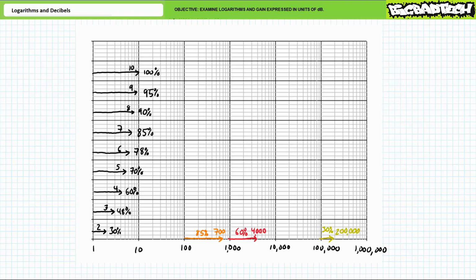Is all this practice worth it? Yes it is. Look at what we just did. We can plot an entire 1 megahertz range on a single graph and fit it on a screen. In summary, logarithms make it possible to cram lots of information into a very small space.